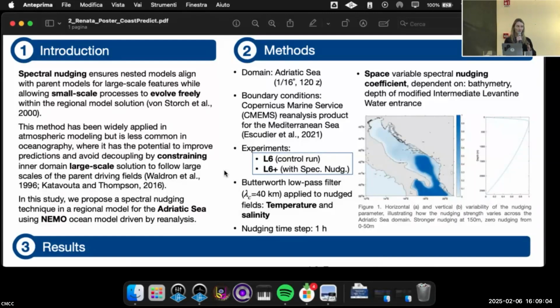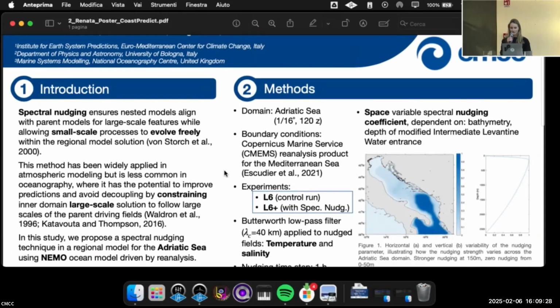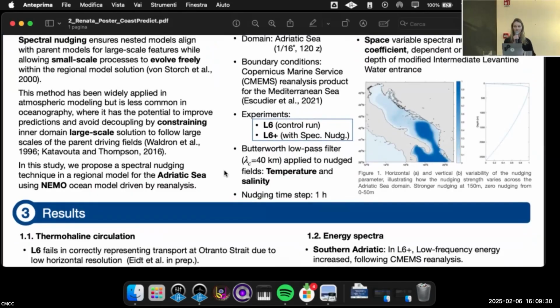You can also define where in your domain you want the spectral nudging to be stronger, and where you perhaps don't want any spectral nudging at all, for example near the surface, near coastal regions, or at shallow areas. In this study, we did an experiment for the Adriatic Sea, where we implemented spectral nudging towards the large scales of our parent driving model, which was the reanalysis product from the Copernicus Marine Service.